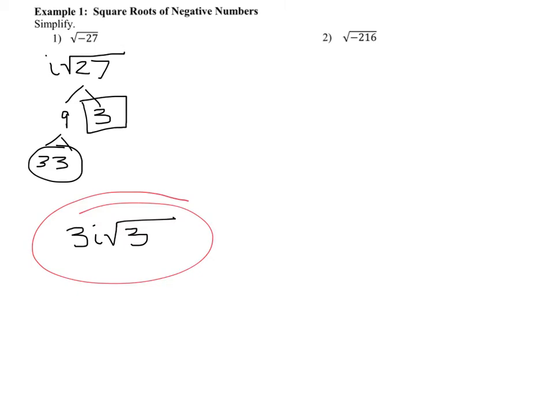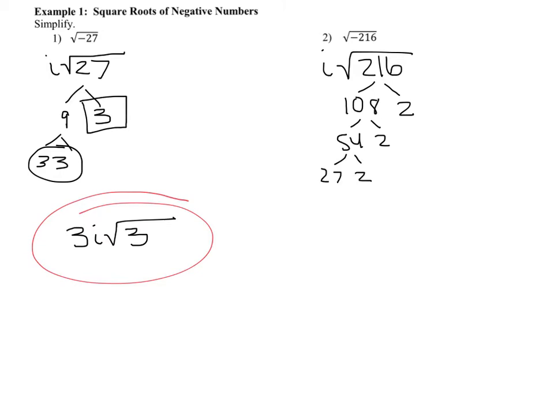Same type of deal with the square root of -216. I'm going to take an i to the outside so that I just have the square root of 216, and then I'll break my 216 down. So I have 108 and 2. 108 will break down to 54 and 2. 54 can break down to 27 and 2. 27 can break down to 9 and 3, and 9 can break down to 3 and 3.